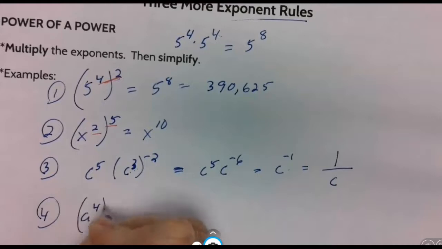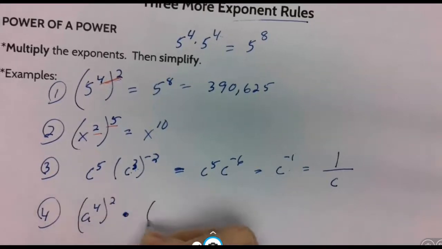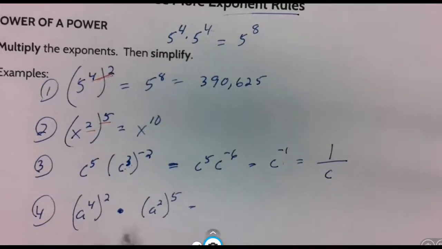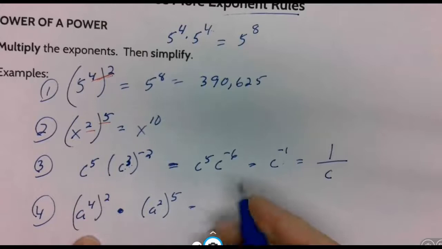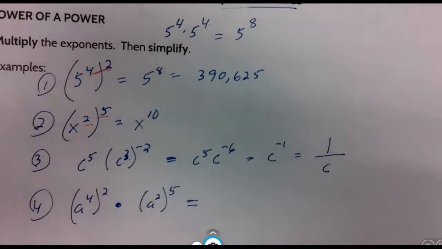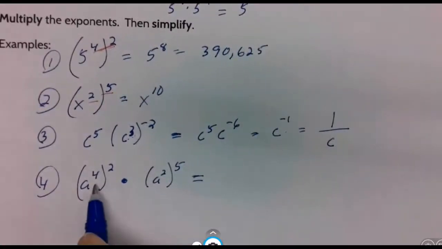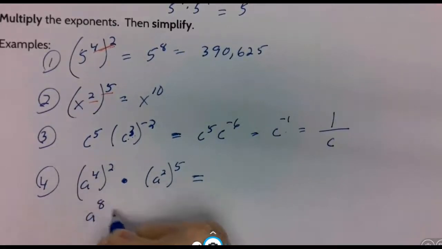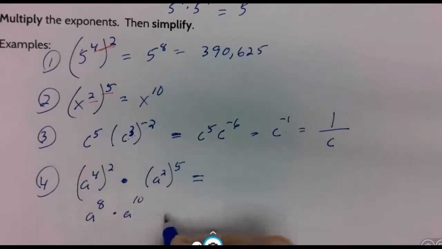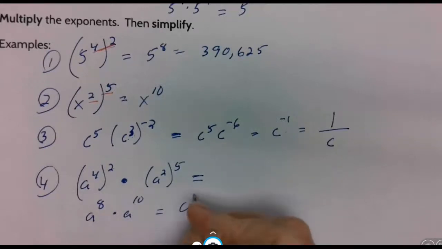a to the 4th squared times a to the 2nd to the 5th. You cannot multiply these until you take care of your exponents. So that goes back to our order of operations. You have to take care of the exponents first. So when I take a power to a power, I multiply. So it's a to the 4 times 2, or 8. a to the 2 times 5, which is 10. Now I'm going to use my rule: when I multiply like bases, I add my exponents, so a to the 18th.